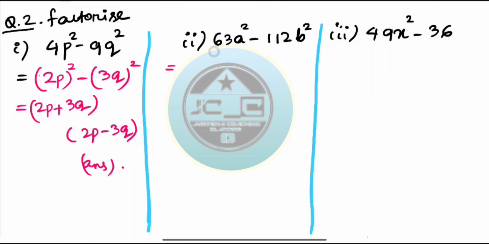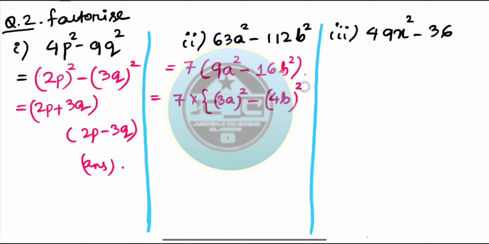And the next question, 63a square minus 112b square. 63 is not a perfect square. So in order to make it a perfect square, we have to take something common out of this. So 7 is the common that we should take. After taking 7 common out of these, we have 9a square. So clearly you can see that 9 is a square number. 9a square is a perfect square. 3a whole square is 9a square, minus what else remaining here, right? 16b square. Clear or not? Now you can write 7 into, this 9a square is the square of 3a, minus 16b square is the square of 4b. Clear?